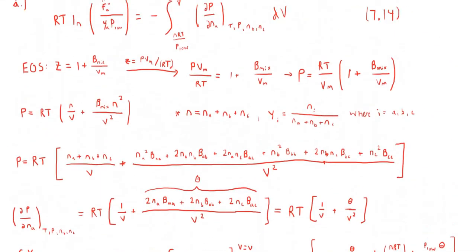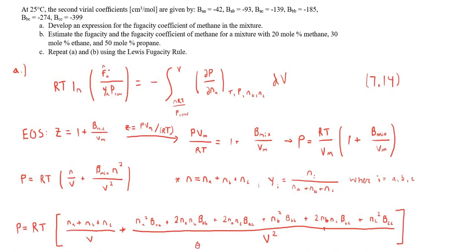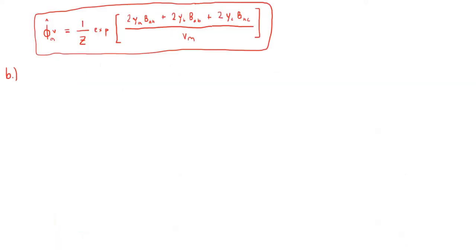Part B says that if the mixture is 20 mole percent methane, 30 mole percent ethane, and 50 mole percent propane, estimate the fugacity and the fugacity coefficient of methane for the mixture. So for this, we're going to use the equation that we found in part A, using that Ya is 0.2, Yb is 0.3, and Yc is 0.5. But we also need to solve for Z and molar volume in this expression.